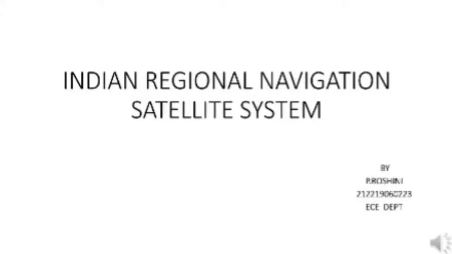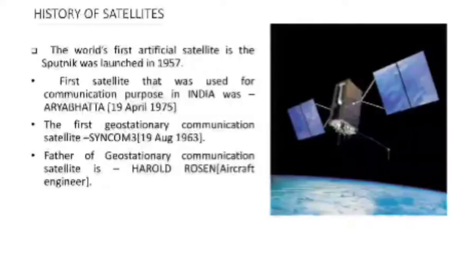A presentation on the Indian Regional Navigation Satellite System. Coming to the history of satellites, the world's first artificial satellite, Sputnik, was launched in 1957, and the first satellite used for communication purposes in India was Aryabhatta. It was launched on 19 April 1975.